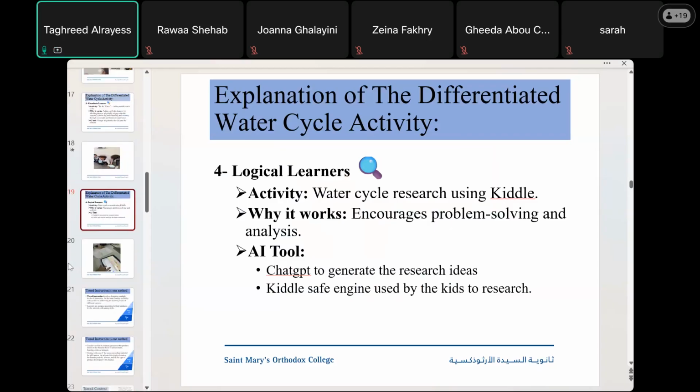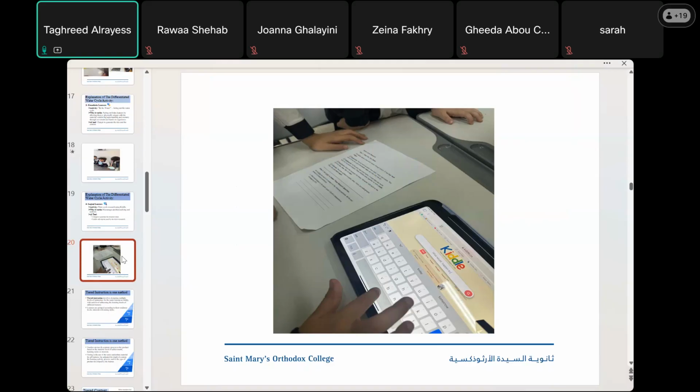And here you can see them using Kiddle to research the questions.